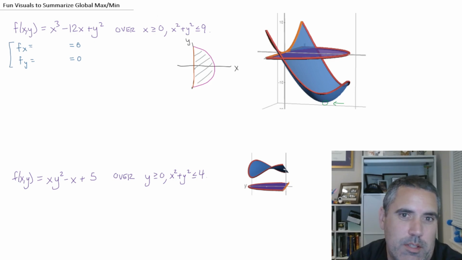Then you deal with the boundary, and that's the thing that's a little bit longer in 3D, but in this case, there's only two boundaries. There's this side, which is given by x squared plus y squared is 9. And there's the other side, which is given by x equals 0.